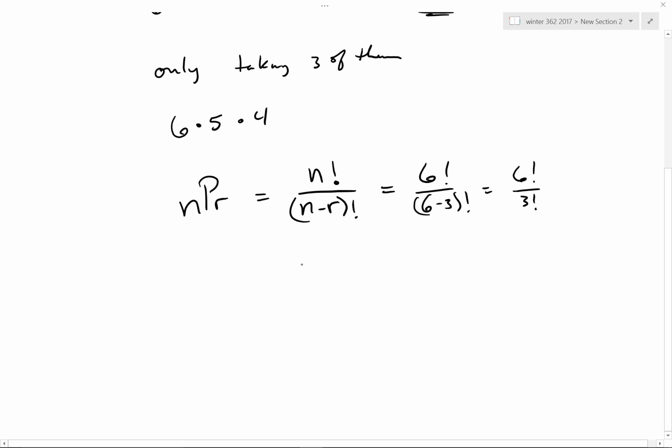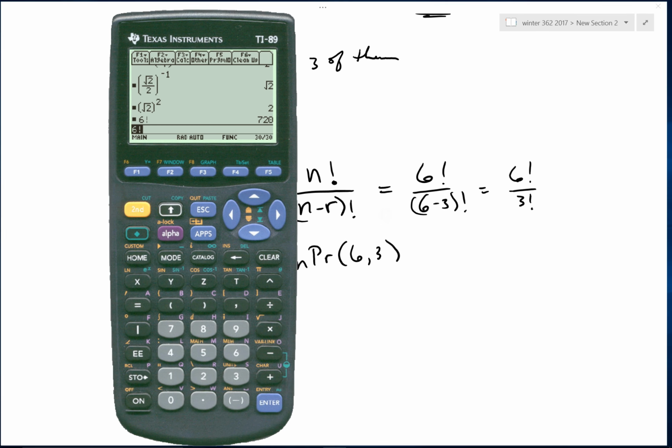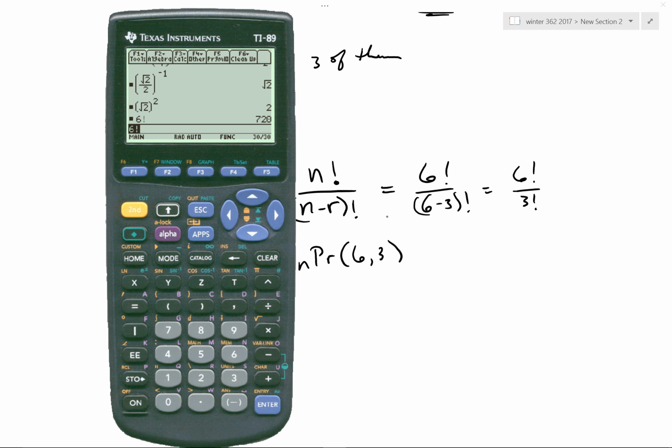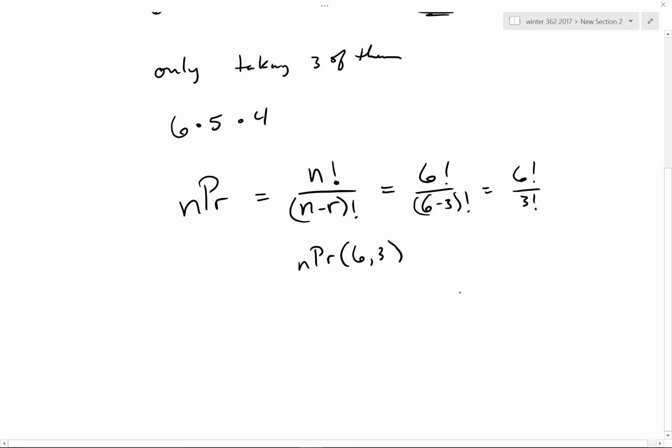Of course, your calculator has the ability to do that simply by doing this. You just do 6, 3. To find that again in the 89, you go to second, math, 7 for probability, and then nPr, and then it's 6, 3. 120. Which makes perfect sense because that's 20 times 6.